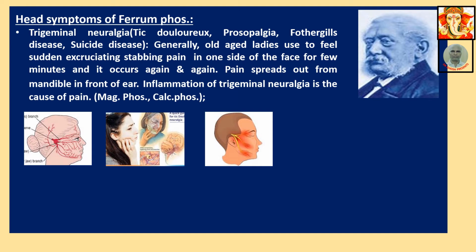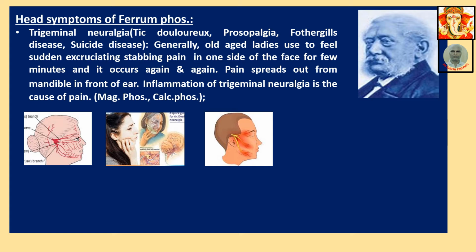Head symptoms of FERRUM PHOS. Trigeminal neuralgia. Trigeminal, this is the fifth cranial nerve. This neuralgia has many names such as tic douloureux, prosopalgia, Fothergill's disease, suicide disease, etc. Actually, this neuralgic pain is possibly the most painful of all pains. Generally, old-aged ladies feel sudden excruciating stabbing pain in one side of the face for a few minutes, and it occurs again and again. That is, it remains for 2-3 minutes, it's gone, then again returns, again 2-3 minutes, again gone.